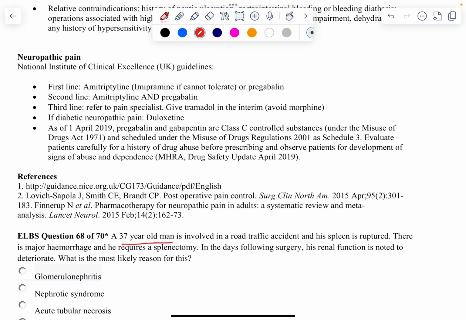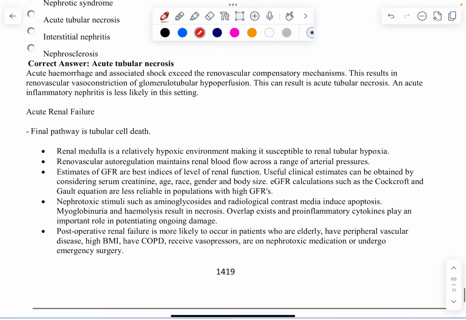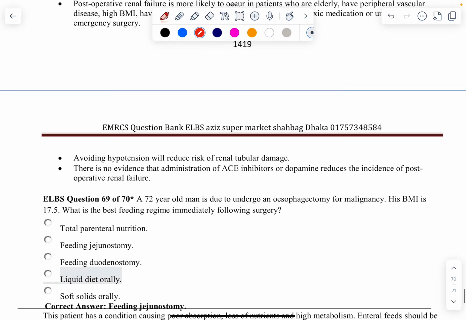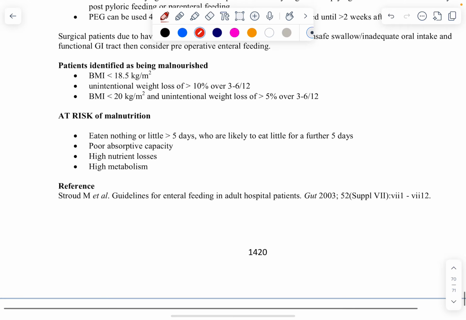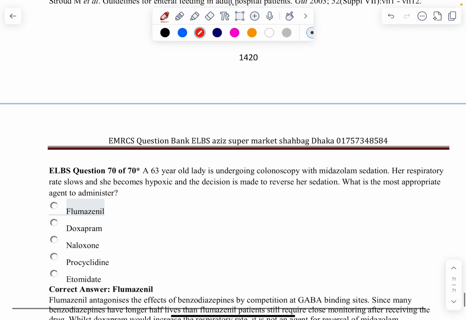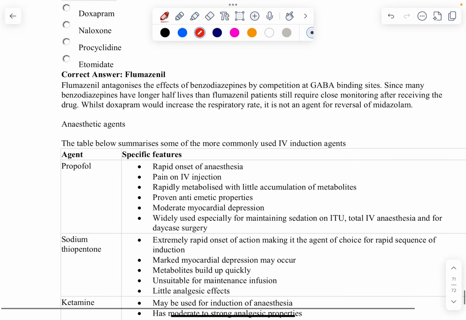A 37-year-old involved in a road traffic accident, spleen is ruptured with major hemorrhage, splenectomy, deteriorates. Most likely cause is still developing process. A 72-year-old has esophagectomy for malignancy. BMI is very low. Esophagectomy, jejunostomy. A patient undergoing colonoscopy on midazolam, her respiratory rate is low and she becomes hypoxemic, and this is reversible. Flumazenil.